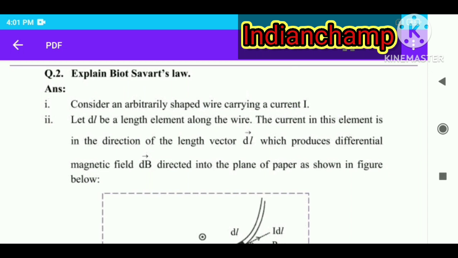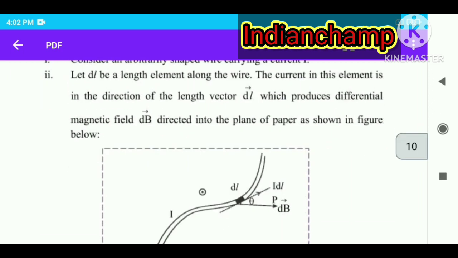Question number two: Explain the Biot-Savart law. Answer. First, consider an arbitrary shaped wire carrying a current I. Second, let dl be the length of an element along the wire. The current in this element is in the direction of the length vector dl bar, which produces a differential magnetic field dB bar directed into the plane of the paper as shown in the figure below.